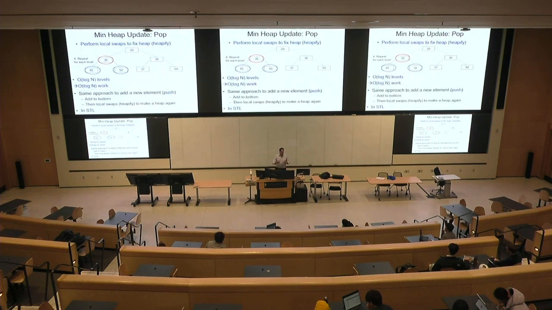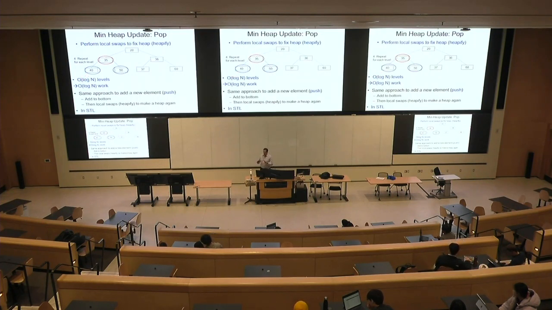There are only log n levels, right? It's a binary tree. So I only did this comparison and swap at most log n times. I'm not going to show you what happens when you insert an element, but it's similar. You basically would add it into the bottom here, and then you do these swaps to fix up the heap again. But again, you do log n of them, you just compare with its parents.